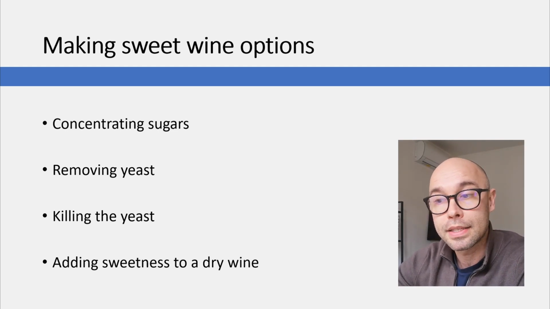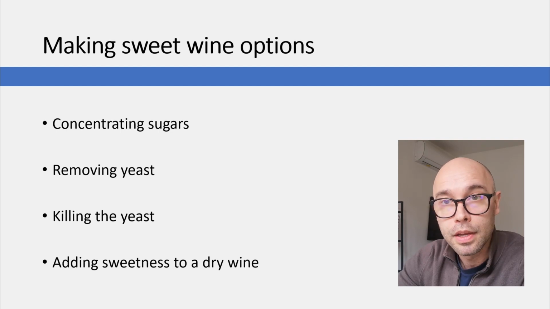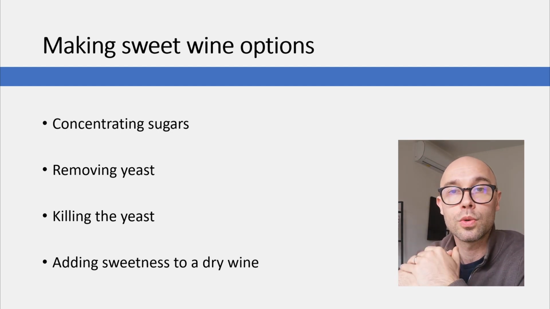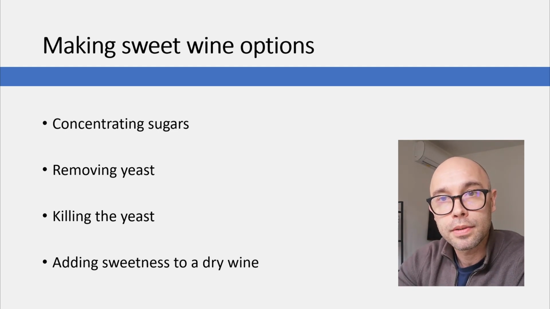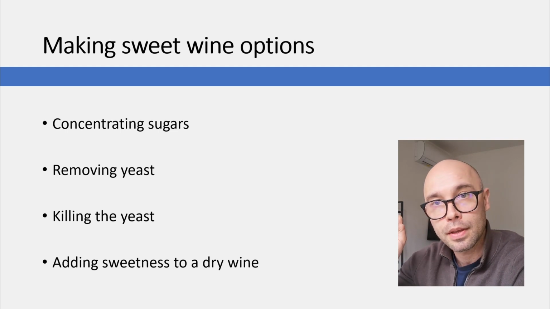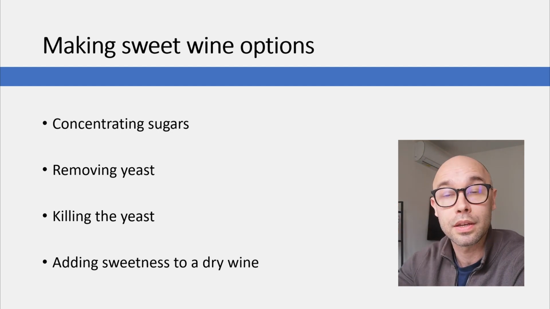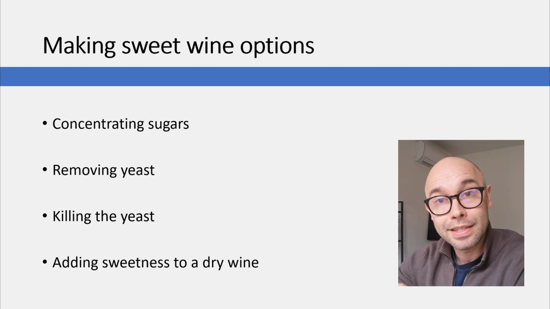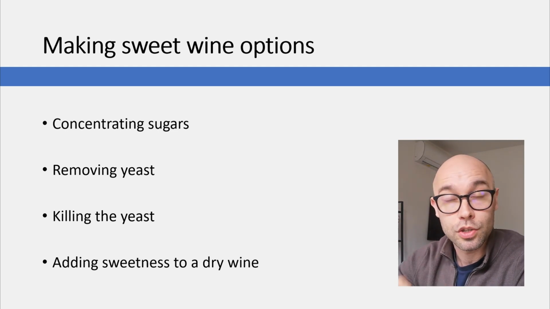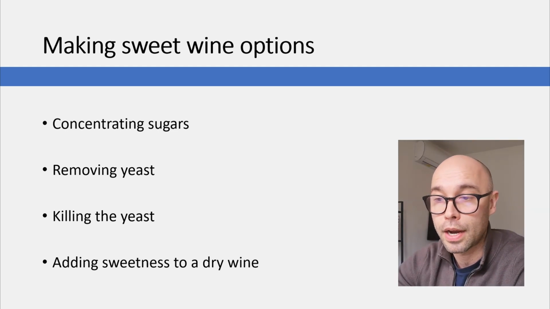Third way is killing the yeast, and the most popular wine that is done in this way is port. So in order to kill yeast, in port wine production they add additional pure spirit. This spirit increases the level of alcohol. This high alcohol, usually around 20%, is toxic for the yeast, so it kills the yeast and stops the fermentation. So the remaining sugar stays in the wine.